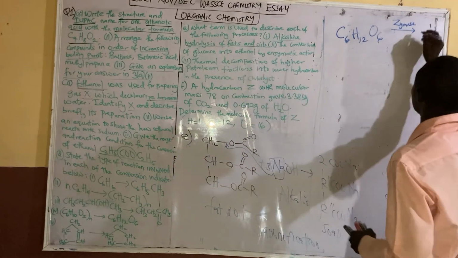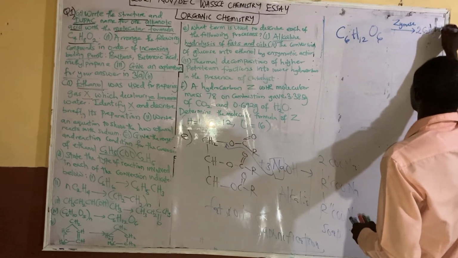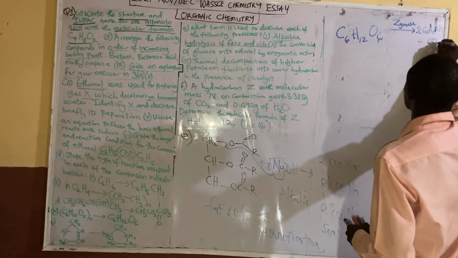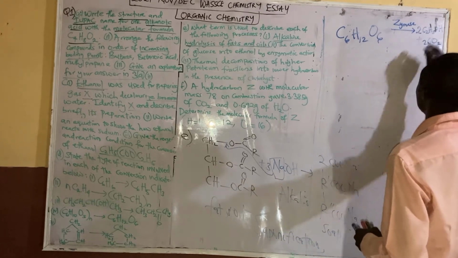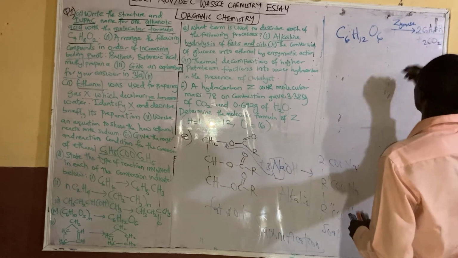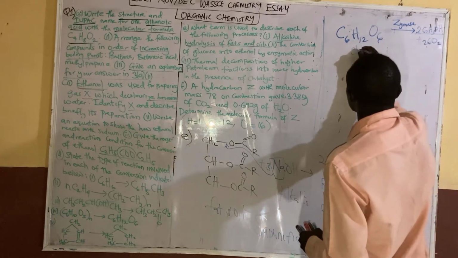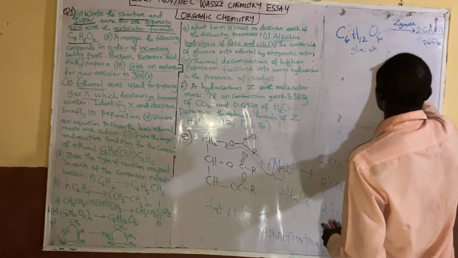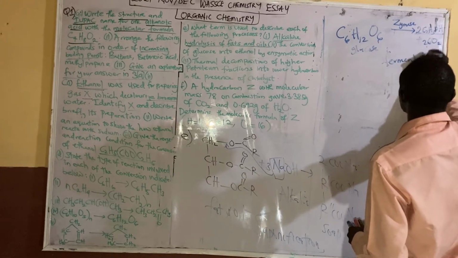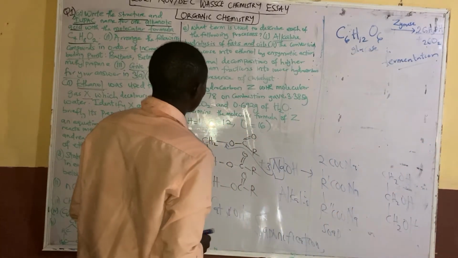Then in the presence of zymase, we have C2H5OH, that is ethanol, plus CO2. That's what we are going to have. So this is ethanol. So we produce ethanol from glucose. And when we produce ethanol from glucose, we call it the fermentation process.